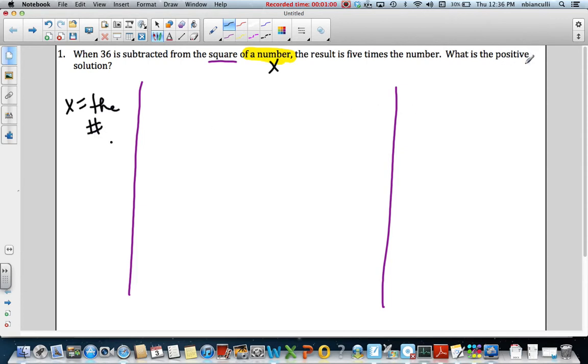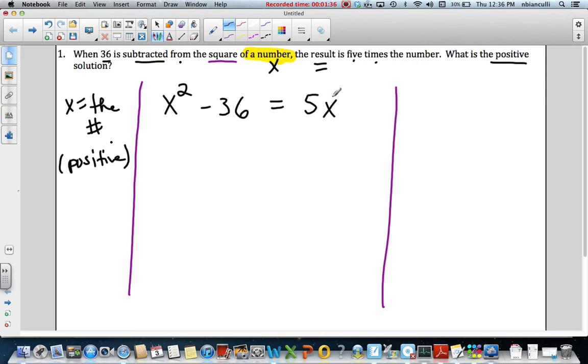And we also know we want it to be positive. And we want when 36 is subtracted from the square of the number. First of all, when we see subtracted from, the thing that comes after the from goes first. So the square of a number means literally x squared, and then we're going to subtract 36. And the result is an equal sign, 5 times the number, which is just 5x. And now we have our quadratic.